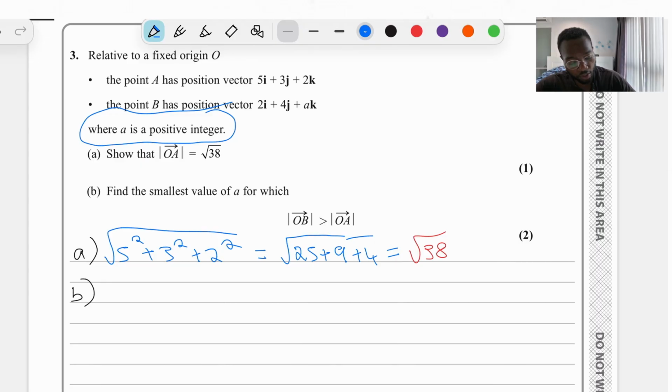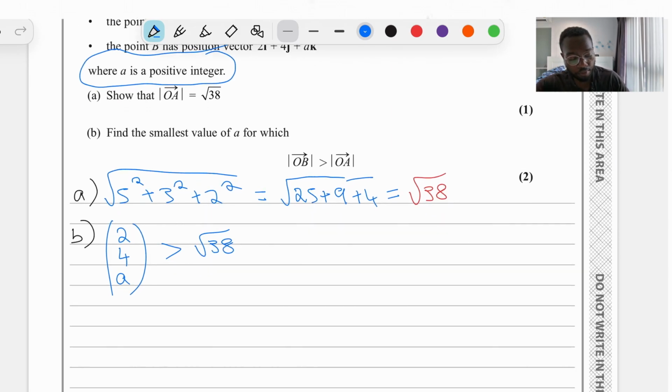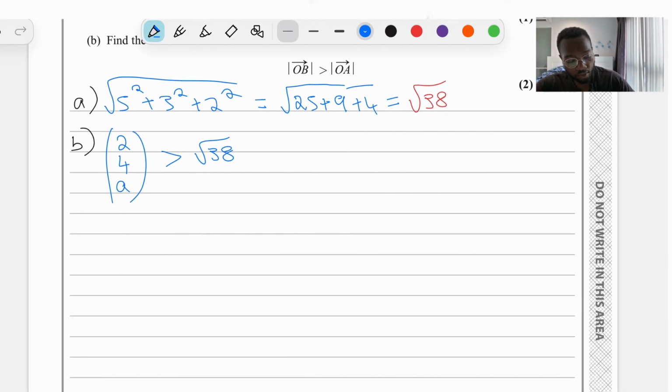If I write this in column form, we know that (2, 4, a) has to be greater than, well, we don't need to put the 5 root 2, actually we can just put greater than root 38, because we know that the distance of OA is root 38. If we work out the distance of B, that would be the square root of 2 squared plus 4 squared plus a squared. 2 squared is 4, 4 squared is 16, so that gives 20 plus a squared.